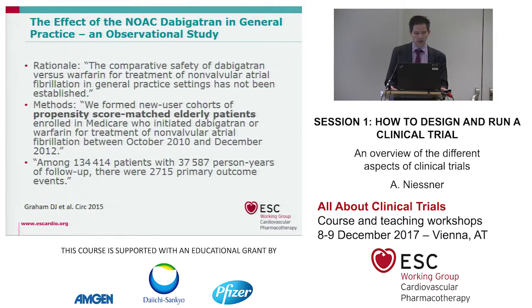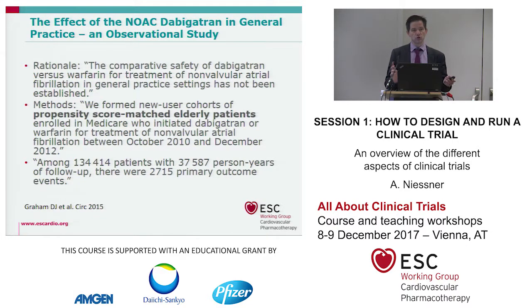Here we see an example. This was an observational trial about the effect of Dabigatran in general practice. So the rationale was that the comparative safety of Dabigatran versus warfarin for treatment of non-valvular atrial fibrillation in a general practice setting has not been established. And they formed new user cohorts of propensity score matched elderly patients. So they tried, by using a score, to make the groups as similar as possible. What is always good, and we see it, is that they had the chance among 134,000 patients with 37,000 person years of outcomes and 2,700 primary outcome events.